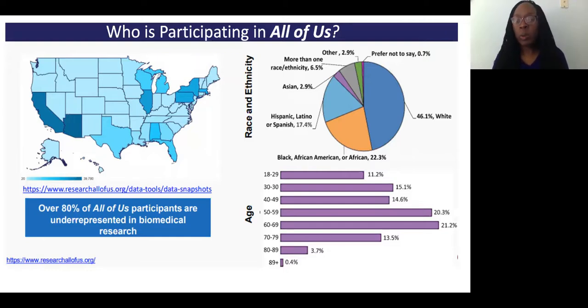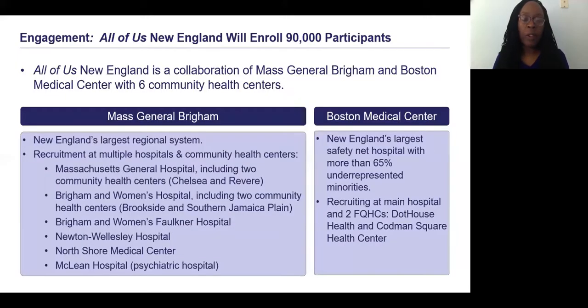And our age distribution is across the spectrum from ages 18 to 29, we even have some 80 to 89-year-olds. And you can see that we have a very diverse group. All of Us New England, which is part of the system, which includes Boston Medical Center, as well as Mass General Brigham, the Harvard network, is aiming to enroll 90,000 participants.